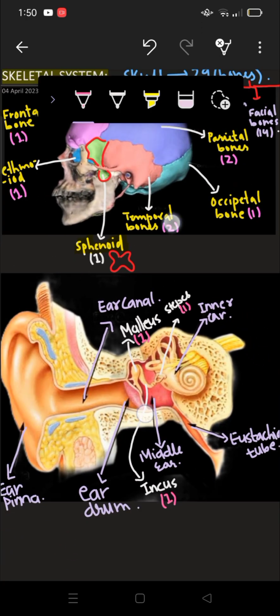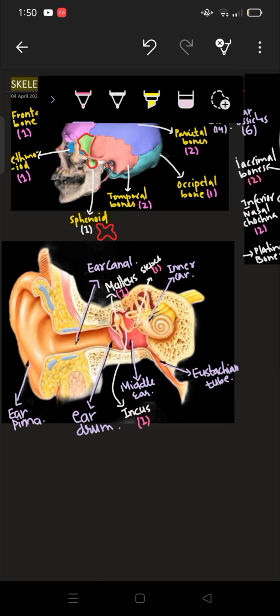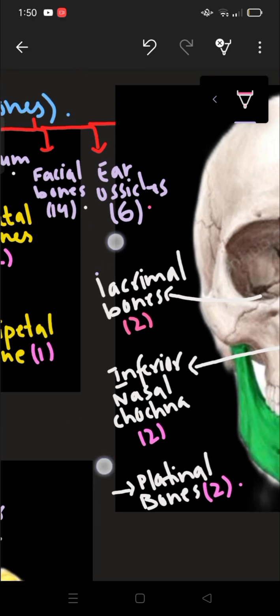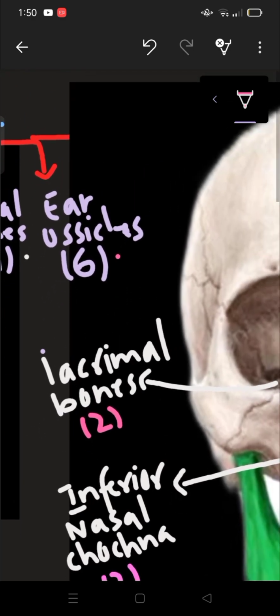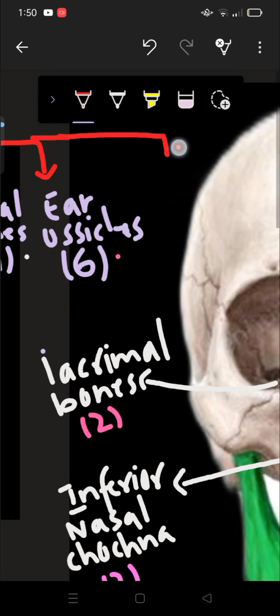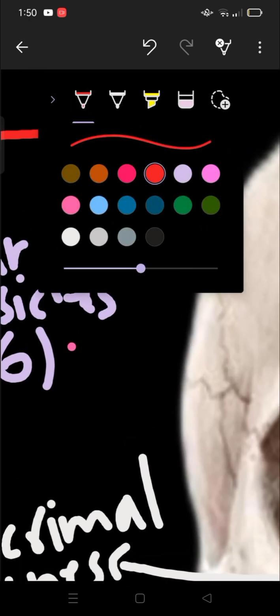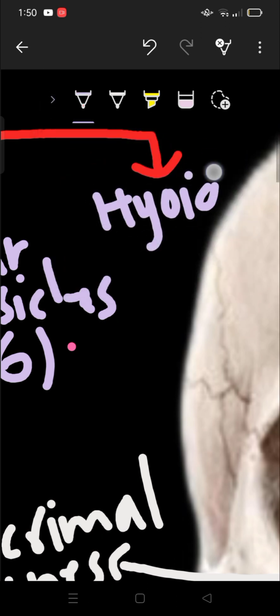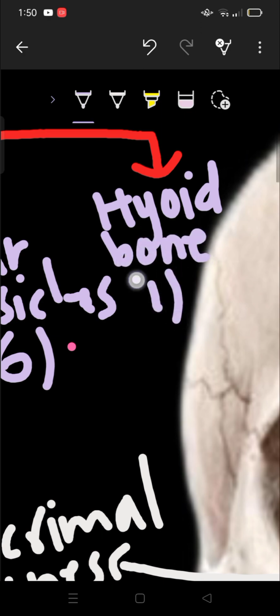Malleus, incus and stapes are the 3 bones of the ear, and these bones are present in the other ear as well. So 3 plus 3 gives us 6. As I have written here, we have 6 bones in the ear. So now we are going towards the last bone, which is the hyoid bone. Let me write here, that is the hyoid bone, and that is only 1 in number.